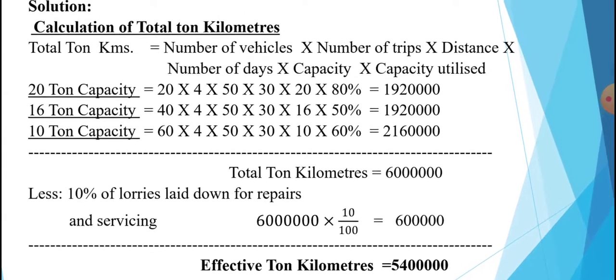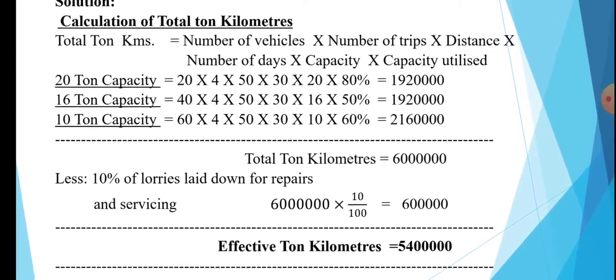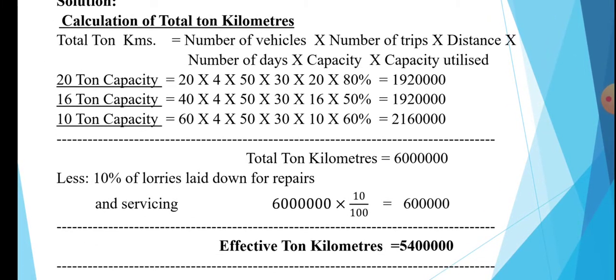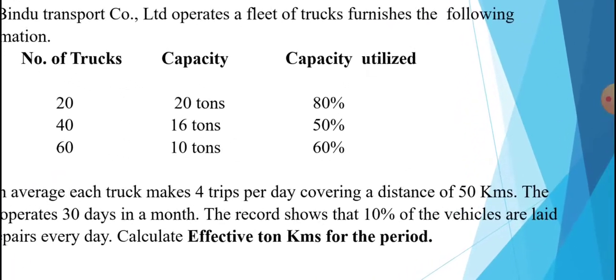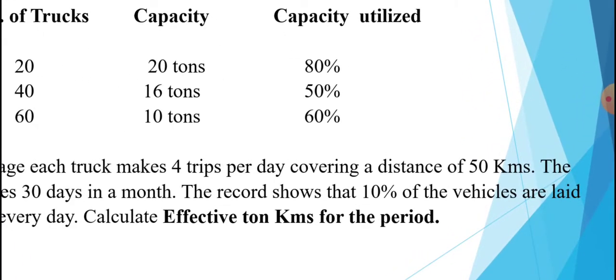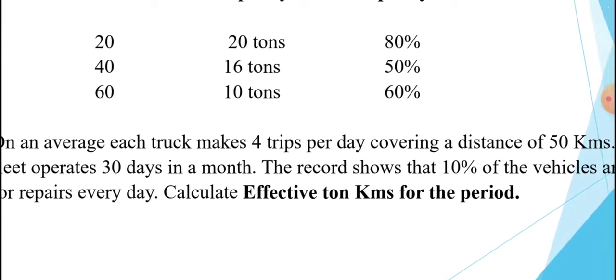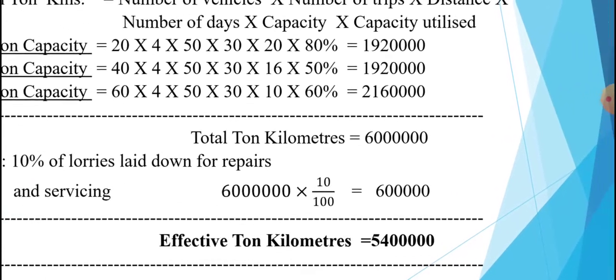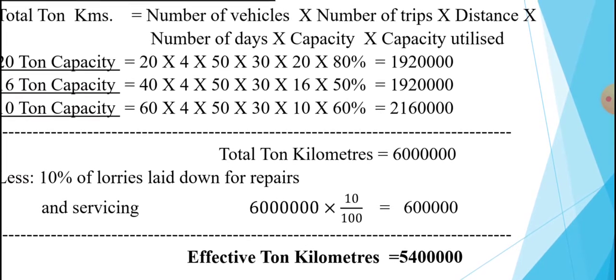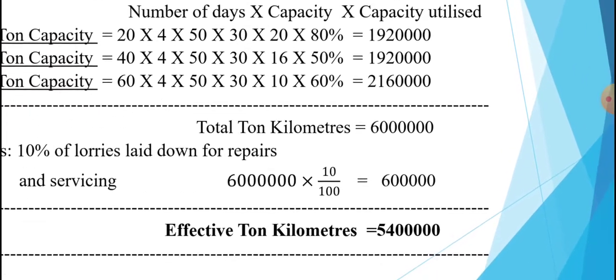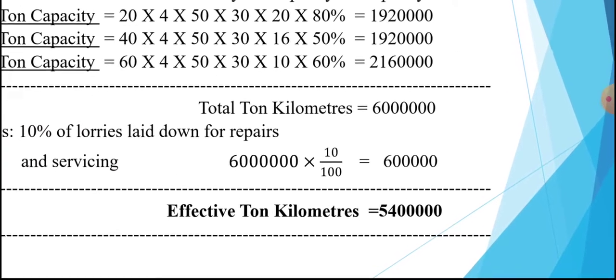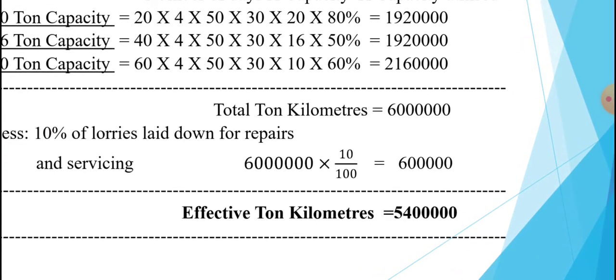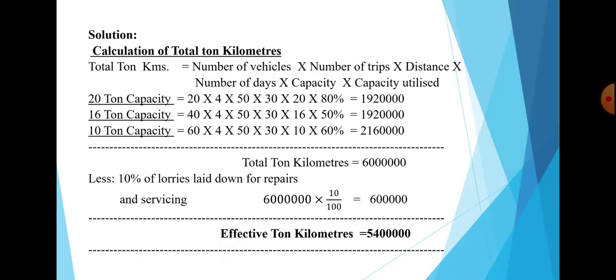From that we have to deduct the percentage of lorries laid down for repairs and servicing. Here it is given 10%. The record shows that 10% of the vehicles are laid down for repairs every day. So we have to deduct 10% of this total for laid down for repairs. So 60 lakhs into 10% equal to 6 lakhs. The total effective ton kilometers will be 54 lakhs. So this is the problem regarding the calculation of total ton kilometers.